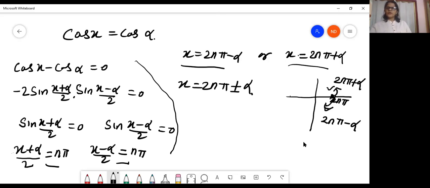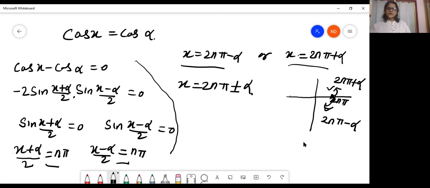Now, if you want to know the trick, it is like this: either in the first quadrant or in the fourth quadrant. When it is in the first quadrant, it is 2n pi plus theta. Whenever it is in the fourth quadrant, it is 2n pi minus theta. Is it clear?